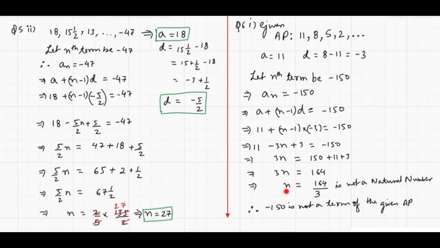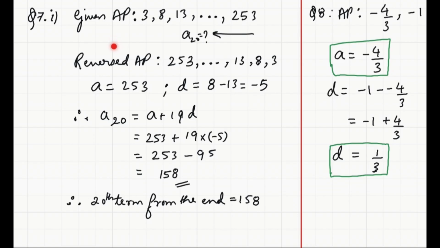And since we do not get n's value as a natural number, hence minus 150 can never be a term of the given AP. Now let us come to another question. It is given the AP 3, 8, 13, dot dot dot, 253. And you have to find, from the end, that is from this end, which term will be the 20th term, or the value of the 20th term from this end will be what?